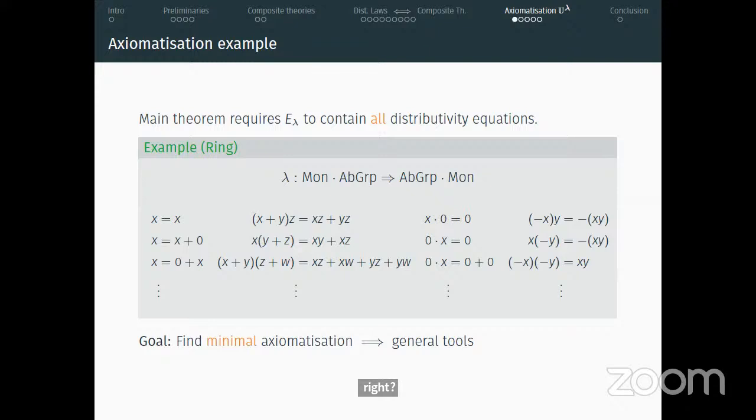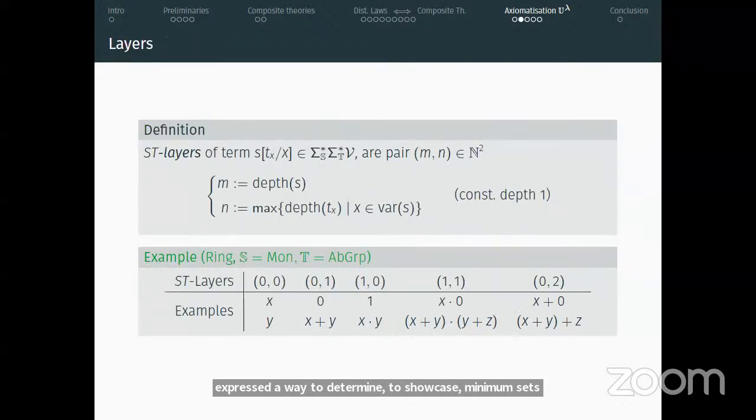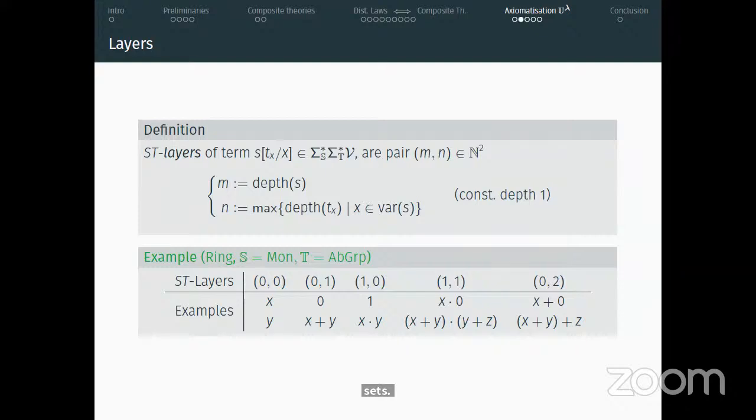And we have expressed a way to showcase when a minimal set can serve as a minimal axiomatization. To do that, they employ some terminology of layers. If we have a term which is made of an S part and a T part, the layers is a pair of natural numbers: the number of S operations and the maximum number of T operations. Visually, if you write a term as a tree, it's really the number of layers that you have visually.